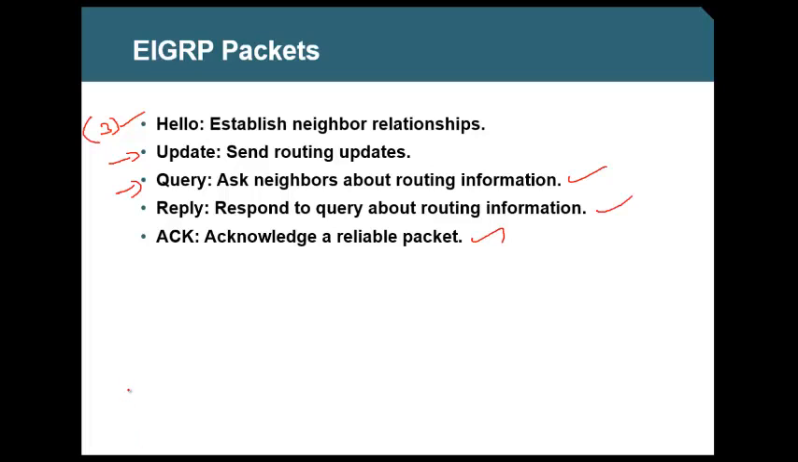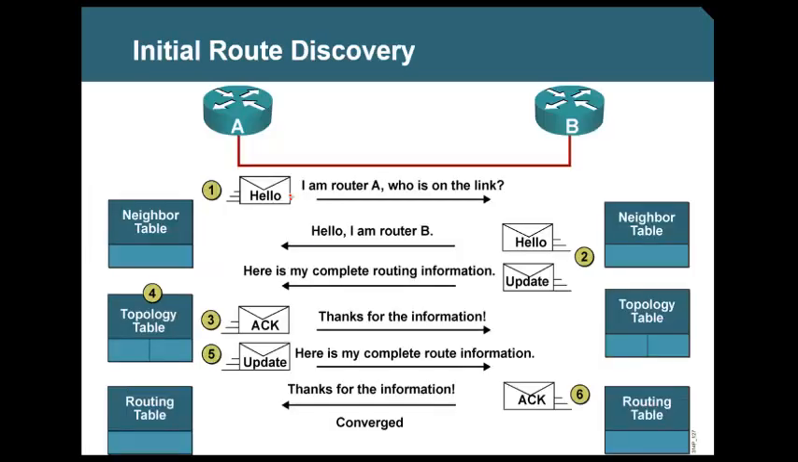Now, this is how EIGRP discovers neighbors. Sorry, not OSPF, EIGRP. EIGRP sends the hello packet. As I said earlier, it will send the hello packet with a TTL value of 2. And what will be the multicast address used by EIGRP? 224.0.0.10.